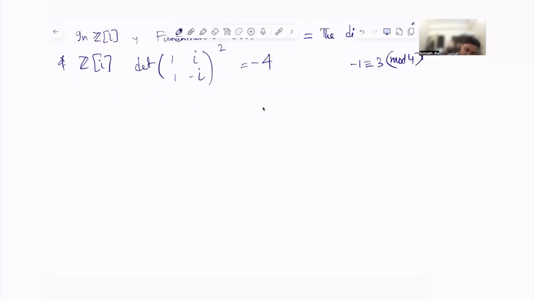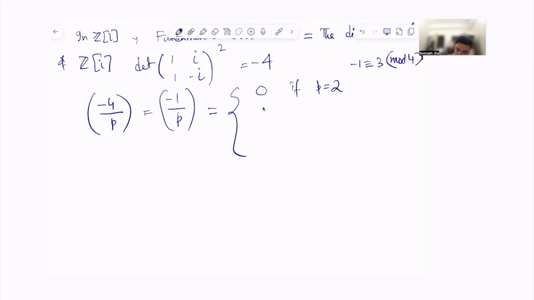So you notice that the Legendre symbol of minus 4 with respect to p is, of course, the same as the Legendre symbol of minus 1 with respect to p. And this is equal to 0 if p is equal to 2, it is equal to 1 if p is congruent to 1 mod 4, and it is equal to minus 1 if p is congruent to 3 mod 4. Okay.